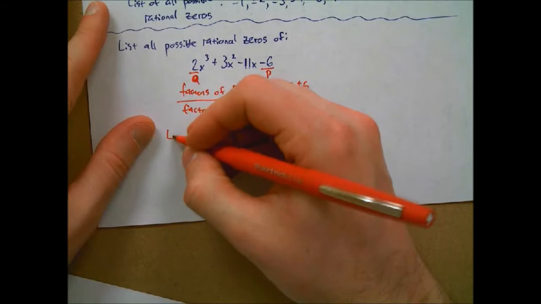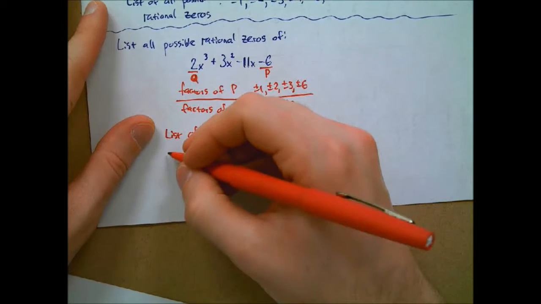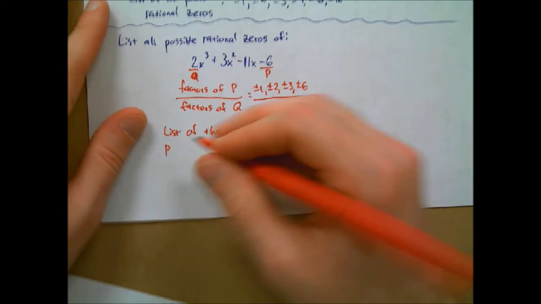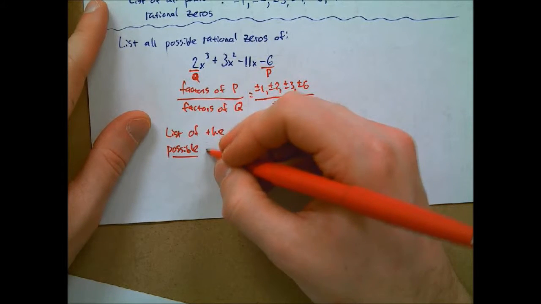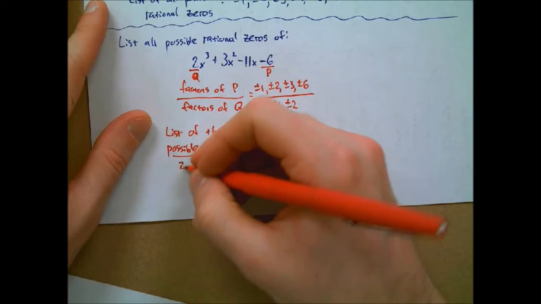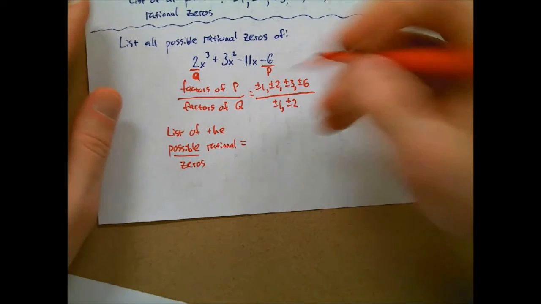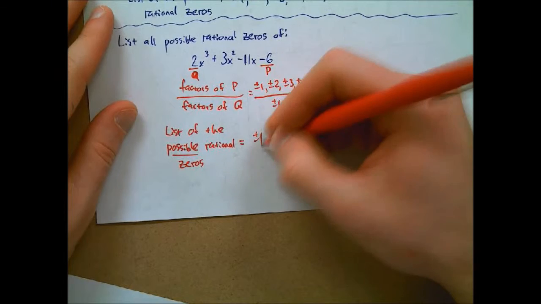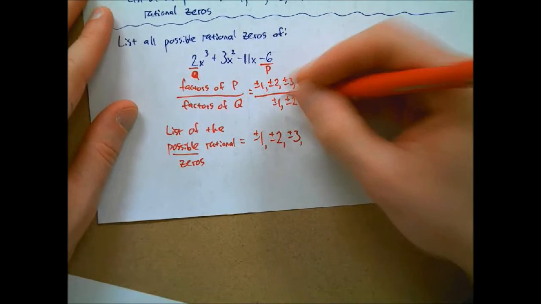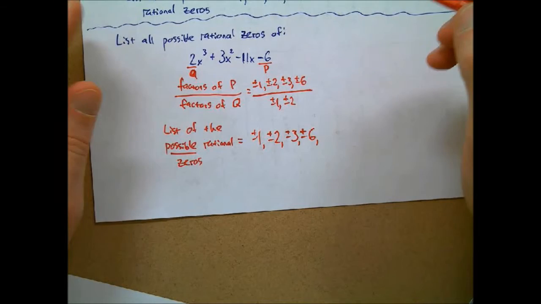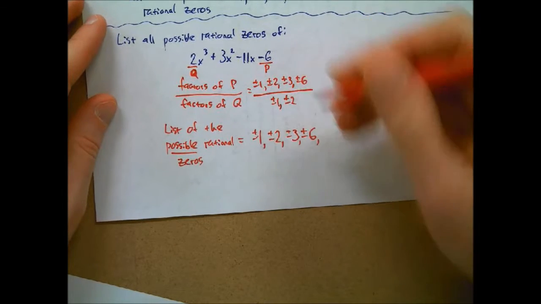So let me list. Yep, the factors of p are on top. List of the possible rational zeros. Our zeros will have this form, but what actual zeros are we talking about here? Well, we'll have 1 over 1, which is 1. 2 over 1, which is 2. 3 over 1, which is 3. 6 over 1, which is 6. But what else do we have? We're going to have 1 over 2, so 1/2.